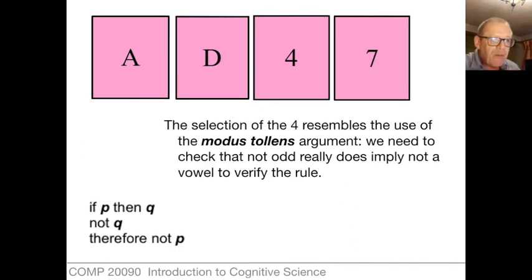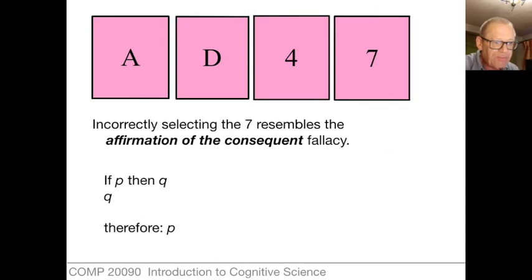Now, the 4 corresponds to modus tollens. So we have if there's a vowel, then there's an odd number. And here we see there's not an odd number, so therefore there should not be a vowel on the other side. The rule does make a claim about what's on the other side of the card 4. It should not be a vowel. So A corresponds to modus ponens and 4 corresponds to modus tollens.